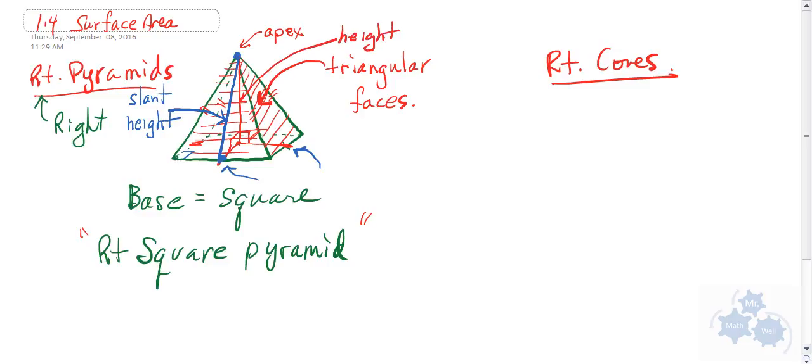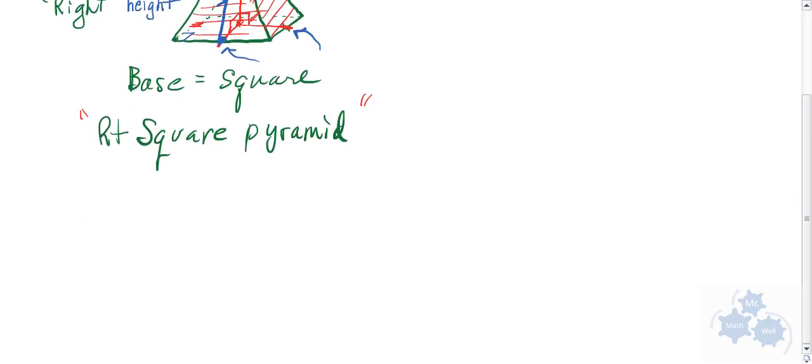So there's a difference between the height of the pyramid, that's from the base to the apex, and the slant height. That's from the midpoint of one of the sides to the apex, okay? Any questions? Let's talk about other right pyramids then. Let's do a triangular base pyramid.